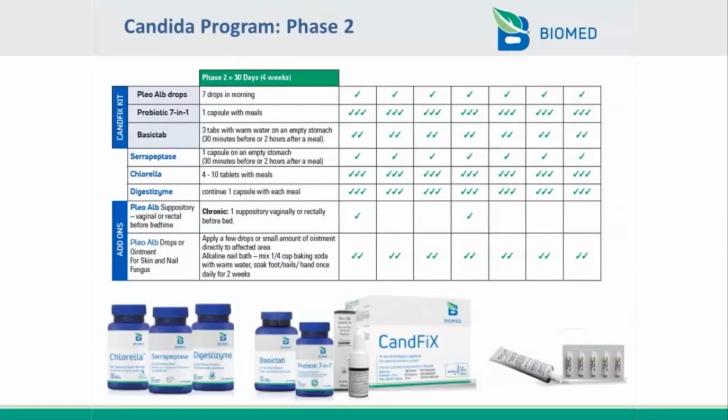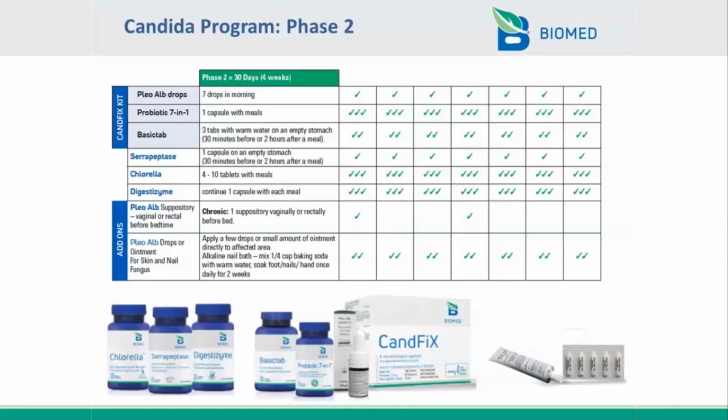Okay, and in phase 2, this is where we really start working on the systemic component. That's when we start addressing that virulent form of Candida with the Pleo-Alb drops, and then we introduce the bacterial, down-regulating as well as repopulating the microflora and alkalizing the terrain. So we do that all together in phase 2.